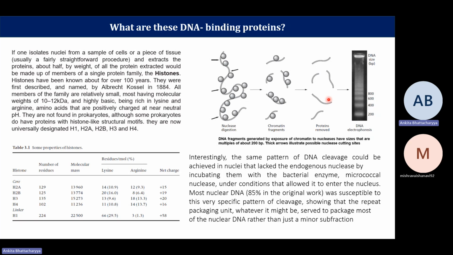So interestingly, the same pattern of DNA cleavage could also be achieved in nuclei that lacked endogenous nuclease by incubating them with a bacterial enzyme, micrococcal nuclease, under conditions that allowed it to do its job. Most nuclear DNA was susceptible to this very specific pattern of cleavage, showing that the repeat packaging unit, whatever it is, when I say whatever it is, it is because initially the nucleosome was not known. Now we understand it. But this initial packaging unit, which was not clearly discovered, was expected to package most of the nuclear DNA rather than just a minor fraction.